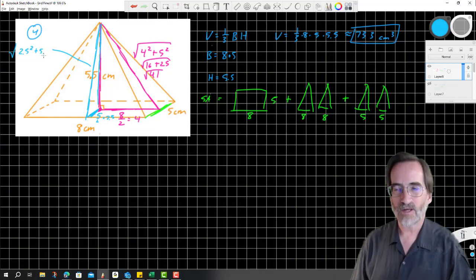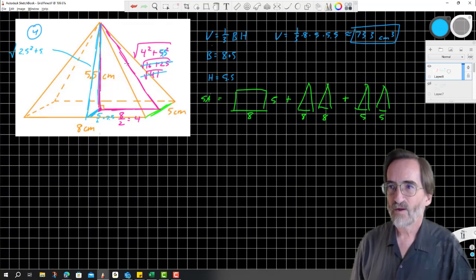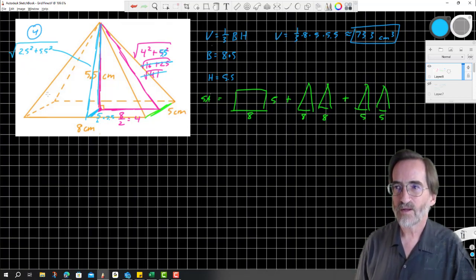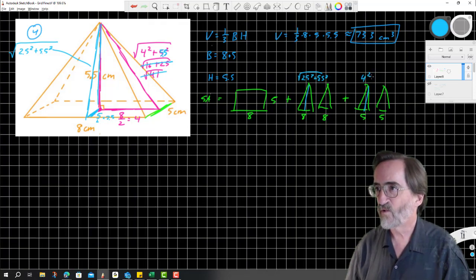And I just realized something. I did 5 squared, and it should have been 5.5 squared. So I'm just going to leave that as is, 5.5 right there. Okay. 2.5 squared plus 5.5 squared, square root. All right, and that is the height of this triangle. So the height of this triangle with the 8 base is the square root of 2.5 squared plus 5.5 squared. And the height of this triangle with a 5-inch base is the square root of 4 squared plus 5.5 squared.